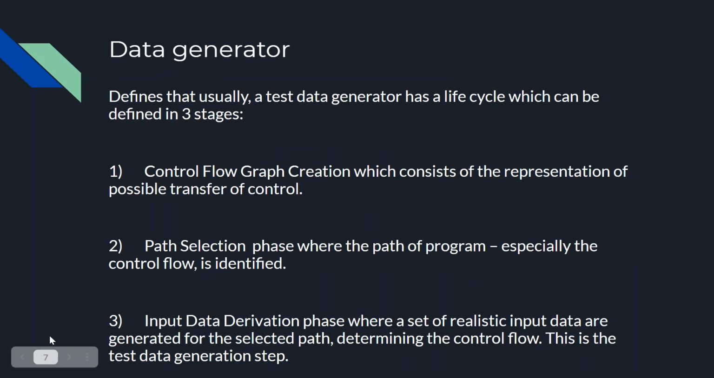To talk about the test data generator, I'd like to go through its life cycle, which is in three phases mostly. The first is control flow graph creation, which consists of the representation of the transfer of control. The second is the path selection phase, where the path of the program, especially the control flow, is identified. The third phase is the test generation step, where a set of realistic input data is generated from a selected path.